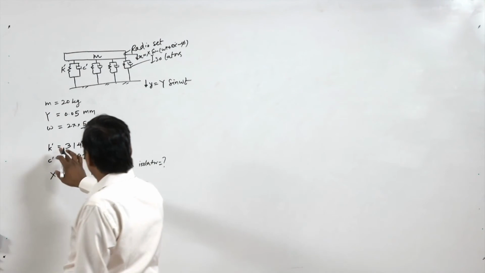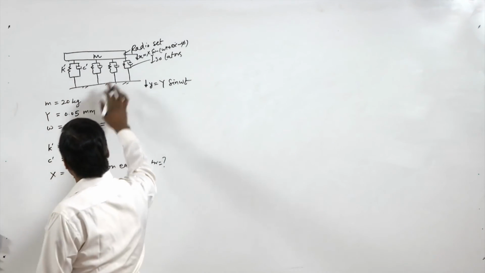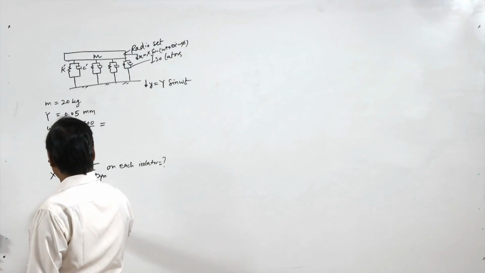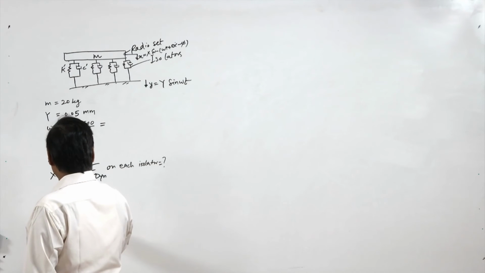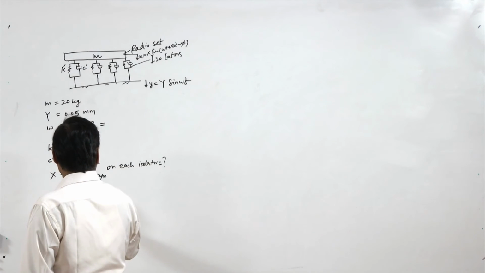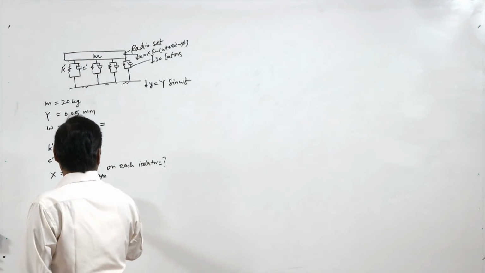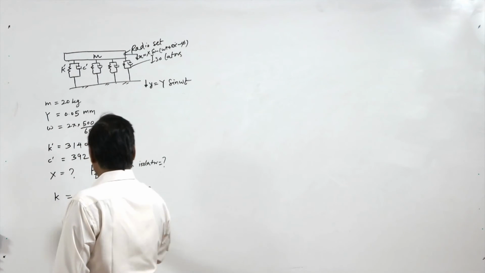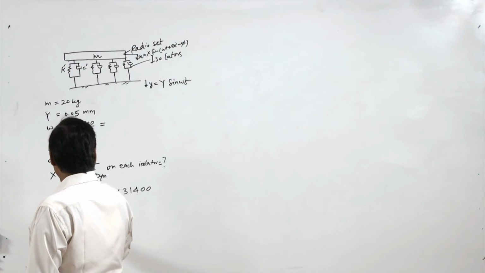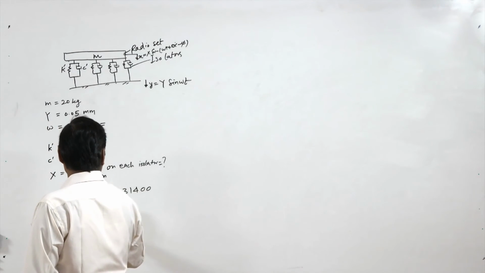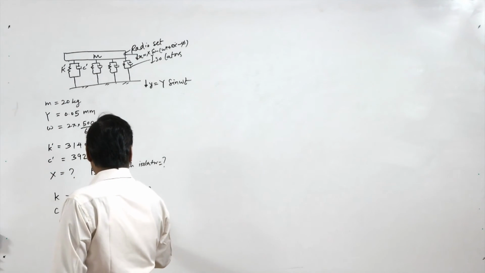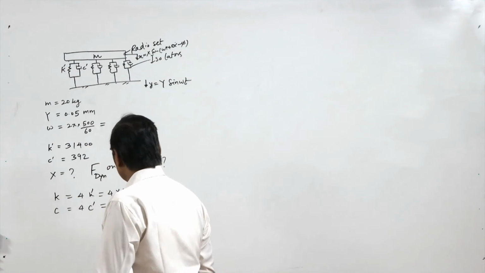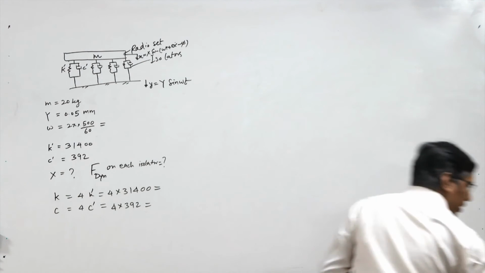So now we have these 4 springs in parallel and 4 dampers in parallel. So we can write the combined stiffness is 4 times k', so 4 into 31400, and c equal to 4 times c', so it is 4 into 392. So we can calculate.